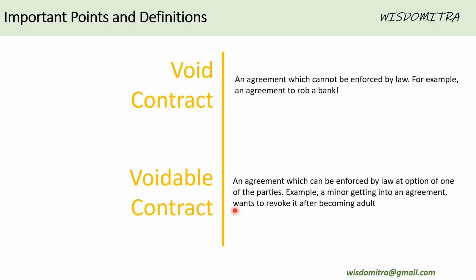What is voidable contract? Any agreement which can be enforced by law at option of one of the parties. For example, a minor getting into an agreement, but that person wants to revoke it after becoming adult. So, on account of these decisions, changes, if a contract can be reversed, such a contract is called as voidable contract.